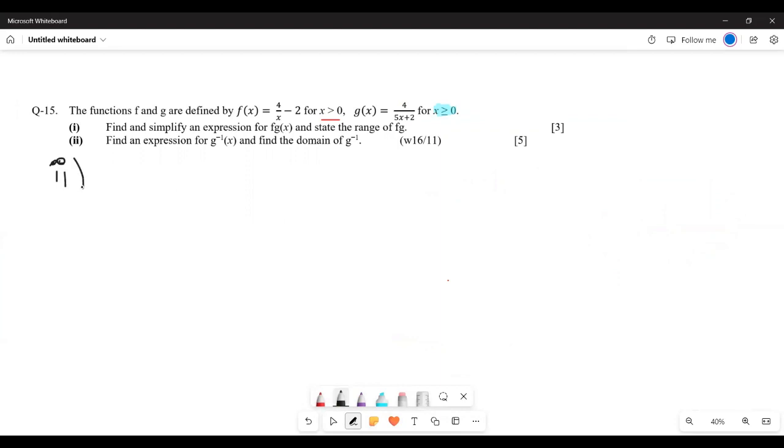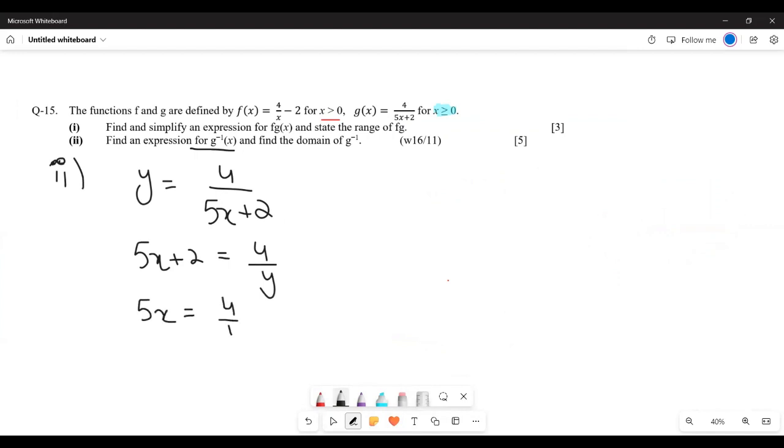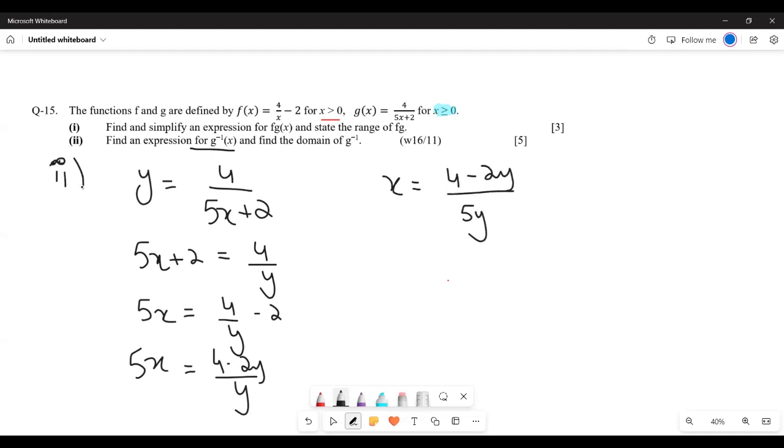Okay, part 2. Find an expression for g inverse of x. Let's do that first. y equals 4 over 5x plus 2. So 5x plus 2 equals 4 by y. Sending 2 to the other side, 4 by y minus 2. Taking LCM, 4 minus 2y upon y. And x equals 4 minus 2y over 5y. That is g inverse of x. Yes, that is the correct answer: 4 minus 2x over 5x.